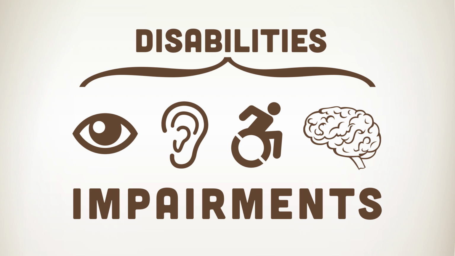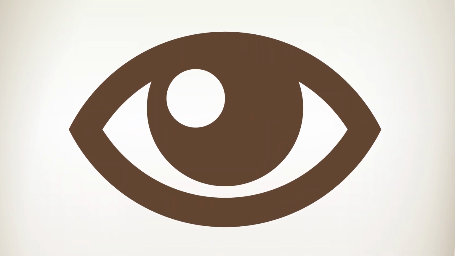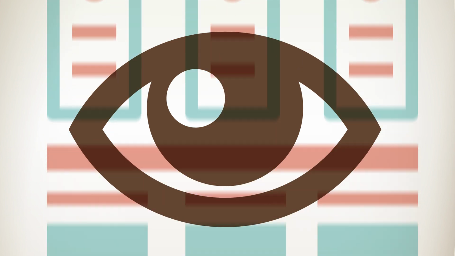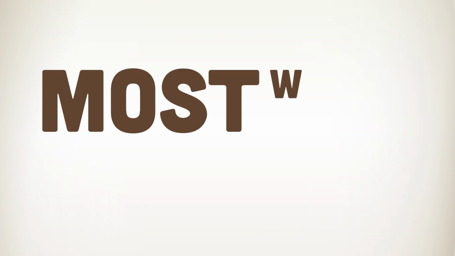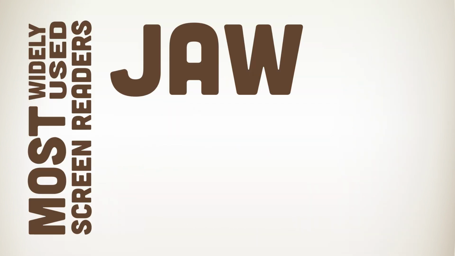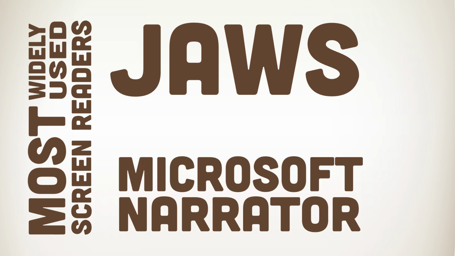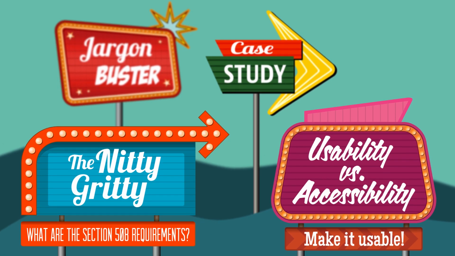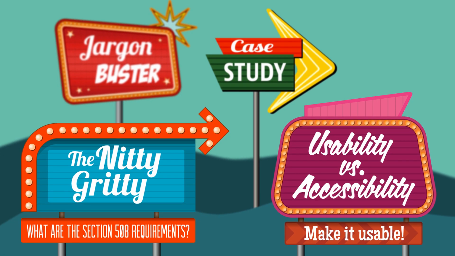These individuals often use assistive technology, such as screen readers, which interpret what is shown on the screen. The most widely used screen readers include JAWS and Microsoft Narrator. Click on one of the following signs to find out more.